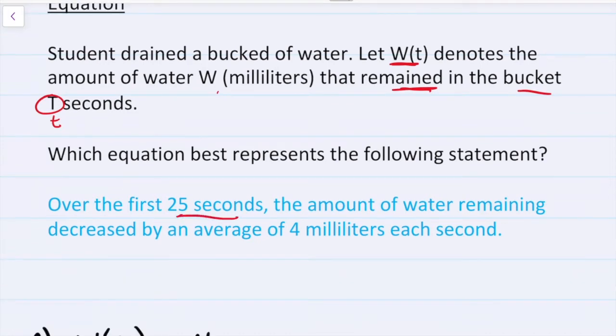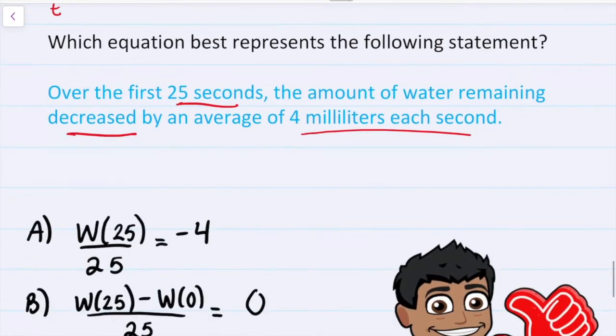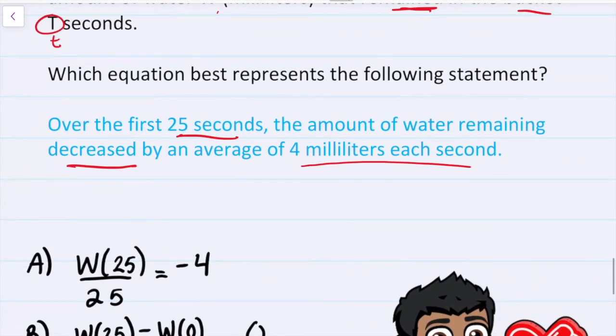Over the first 25 seconds, the amount of water remaining decreased by an average of 4 milliliters each second. Well, let's look at each one, guys. If we're talking about rate of change, remember, rate of change is always y2 minus y1 over x2 minus x1, and that gives you slope, or in other words, the rate of change. So remember that for these multiple choices.